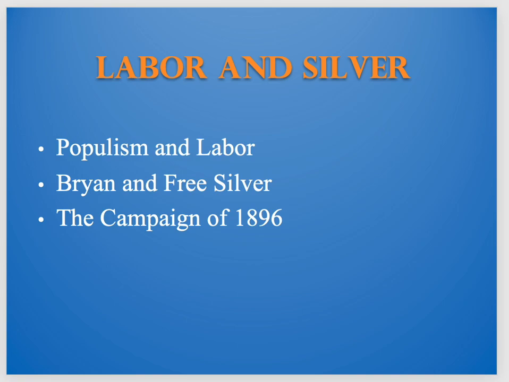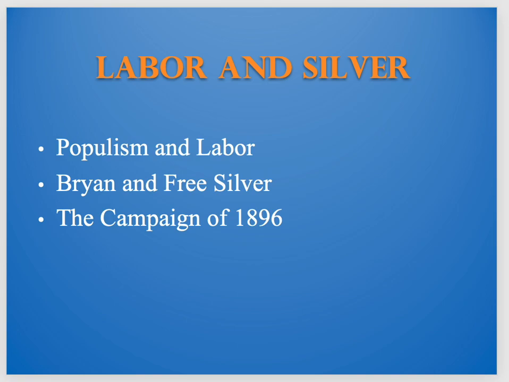So the problem is that a lot of currency, remember, was taken out of circulation. And Bryan and people who are like-minded believe that if we put silver in with our monetary sources, it will help out with the prices of our farmers' crops. It'll make it easier for them to pay debt because we're tied to the gold standard at this point in time.